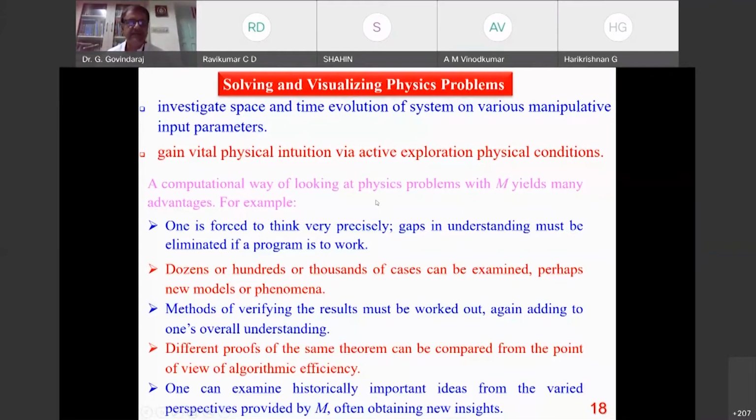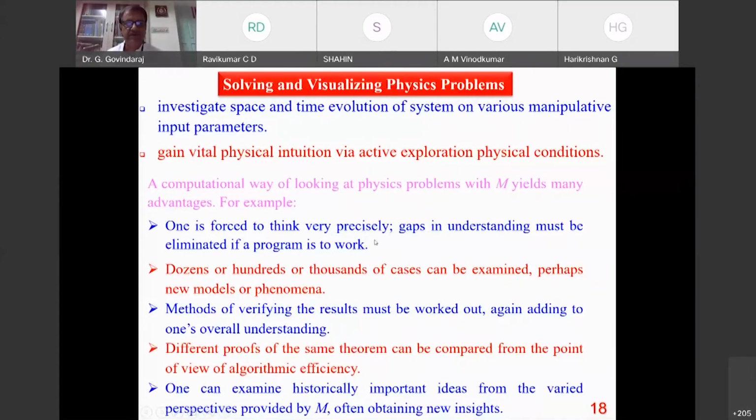Now, some of the things you can think of when you start looking at things in a computational way, looking at a physics problem with Mathematica, there are many advantages. I've listed them here, and when you complete one problem, you will realize that all of them are really correct. One is forced to think very precisely. Gaps in understanding must be eliminated if the program is to work. So when you make the program workable, by that time the little gaps that are there will be eliminated. So one is forced to think very precisely.